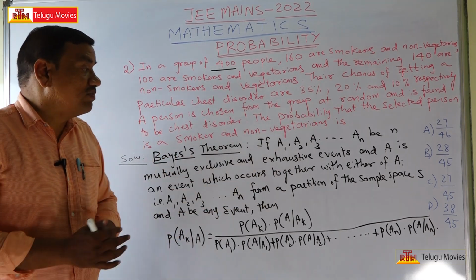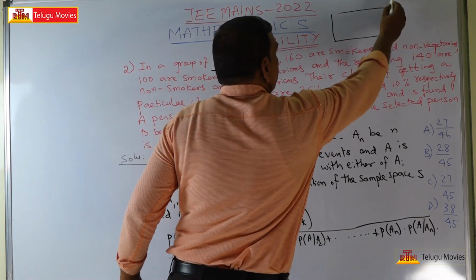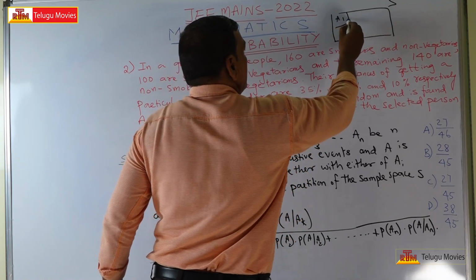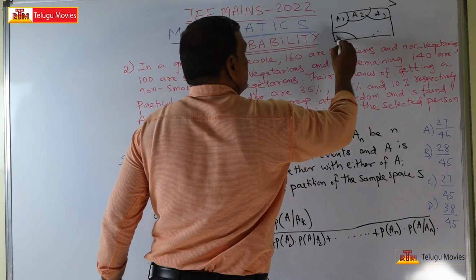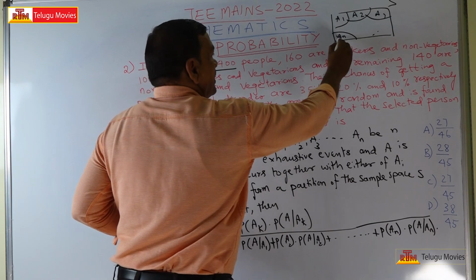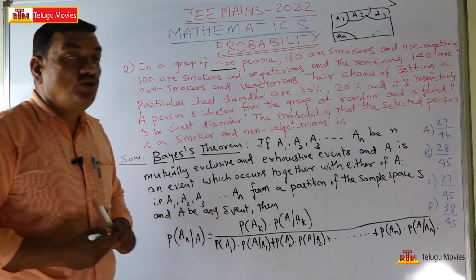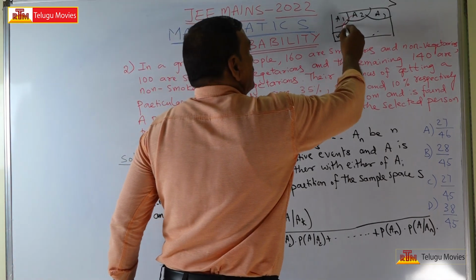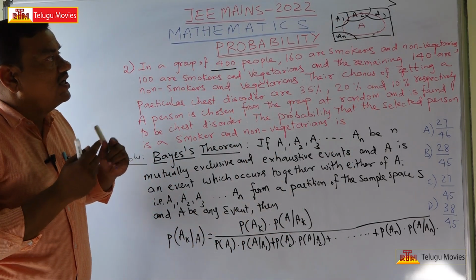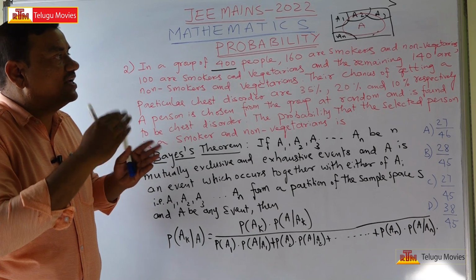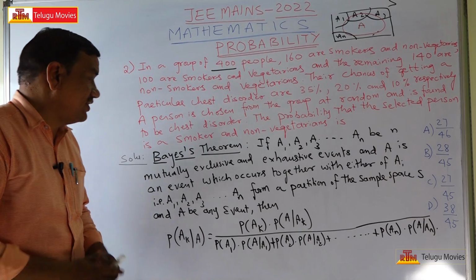So what is A? In a small sample space, I am drawing this here. This is the sample space, this is A1, this is A2, this is A3, and so on, this is An. So n mutually exclusive and exhaustive events are there. Your A is this, and it happens together with them. That means it happened along with A1, A2, A3, and so on up to An.